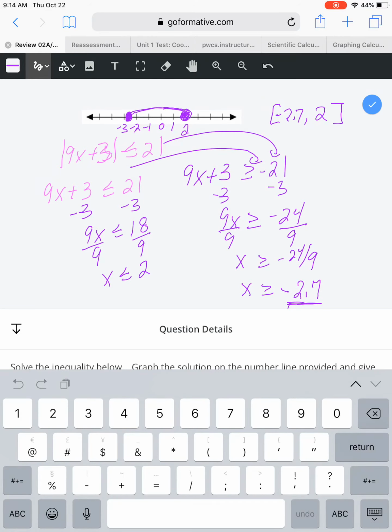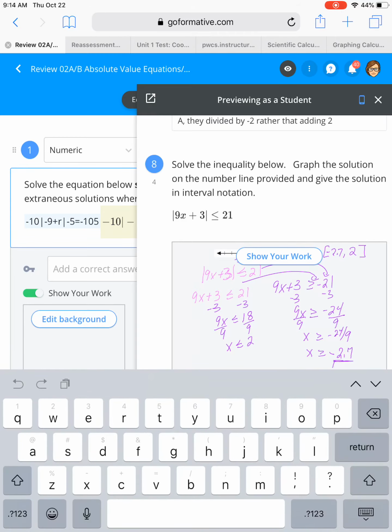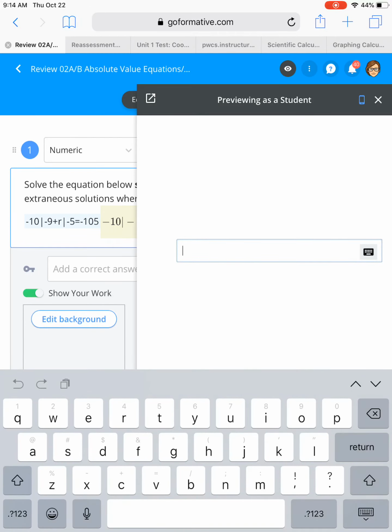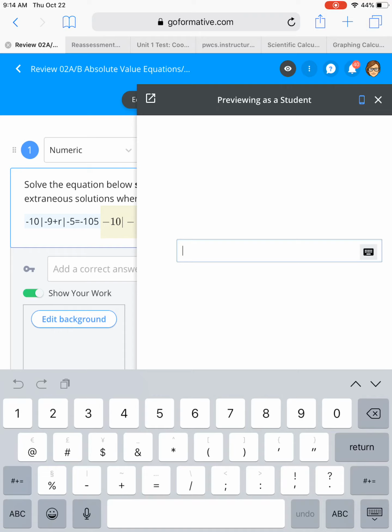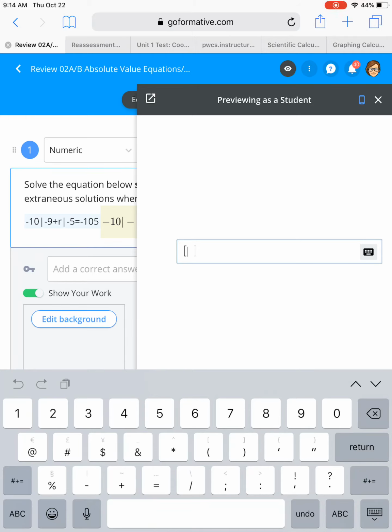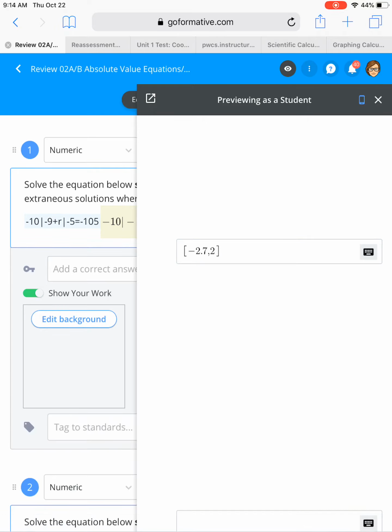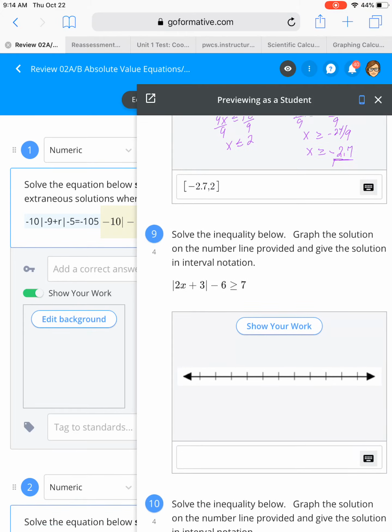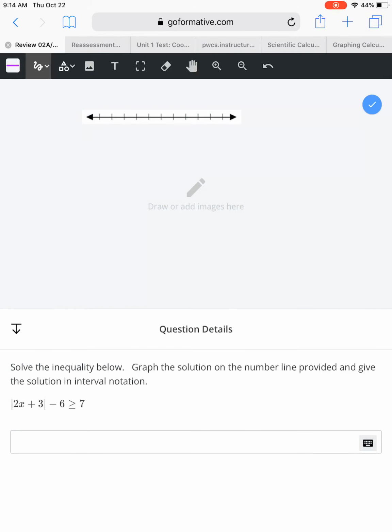So actually, let me do this. Negative 2.7 to 2. Okay, and that's my solution there. All right, let's go to the next one.